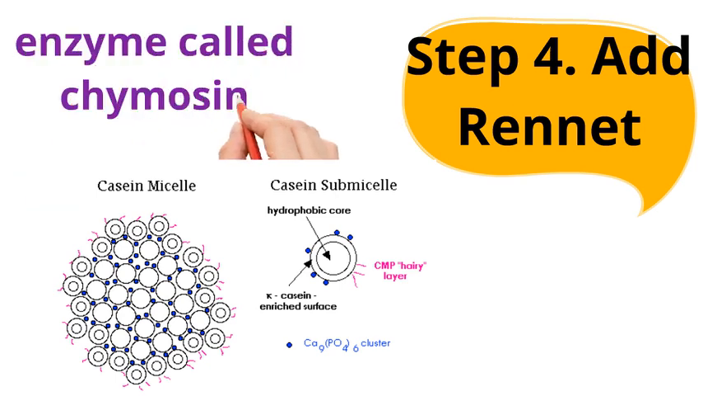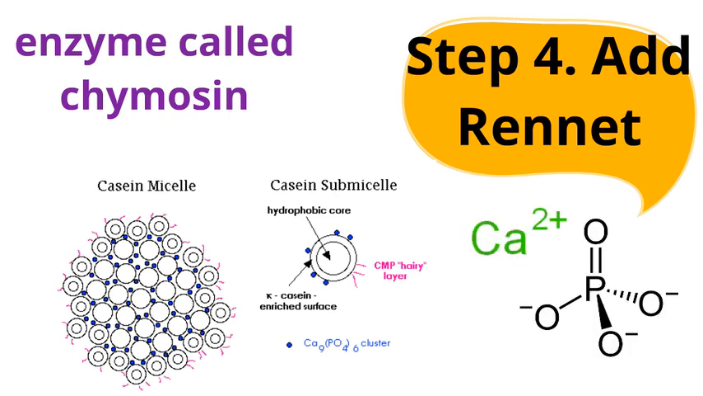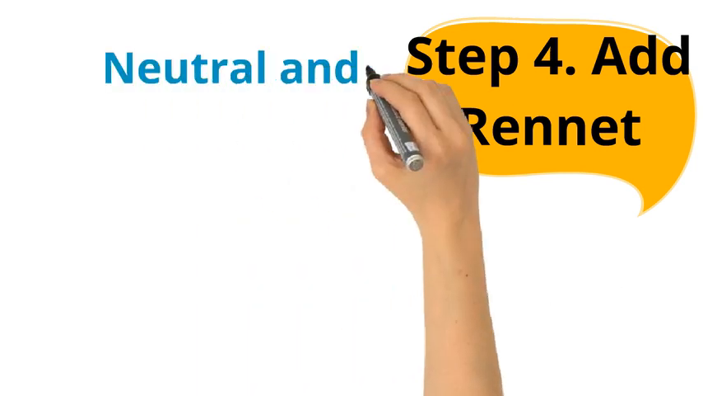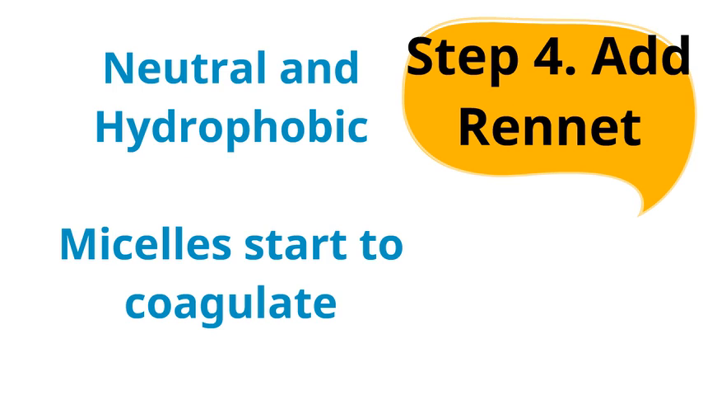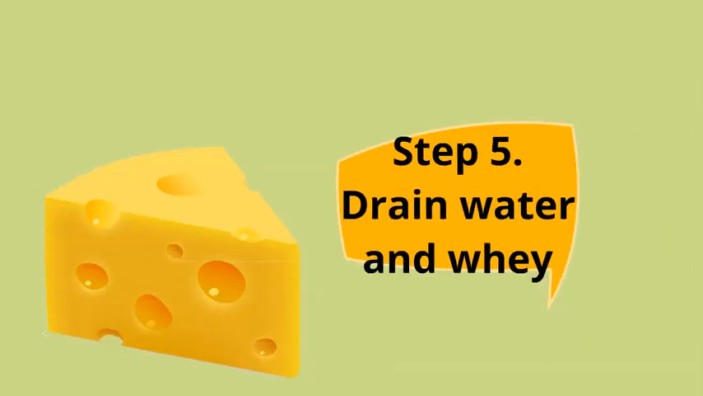Rennet has an enzyme called chymosin, which cuts off the negative kappa casein tails. The kappa casein binds with calcium and phosphate minerals that we added at the beginning of our cheese making process. Now the micelles are neutral and hydrophobic. They do not want to stay dissolved in the water, and they do want to bind to each other. As the casein proteins bind together and coagulate, they form the cheese curds that we are familiar with. The liquid whey protein along with the water gets drained, and we are left with our solid cheese.